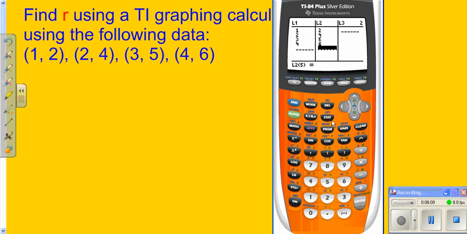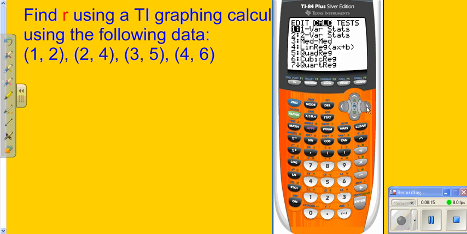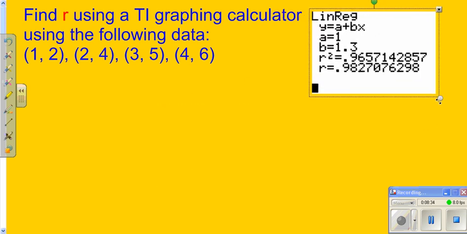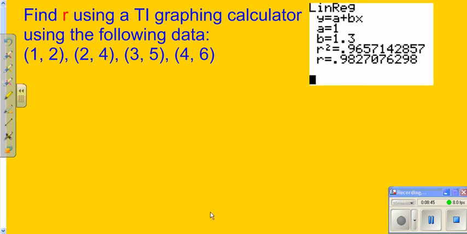Now that our data is entered, we're going to go ahead and hit Stat to calculate R. We're going to arrow once to the right, and then we're going to go down to number 8. Number 8 is LinReg(a+bx), which is a little bit different than number 4. And now we end up getting R. In this case, we get R to be 0.9827, and so on. Your calculator does a great job of crunching numbers for you so that you don't have to. We're going to be using our calculator to calculate R instead of trying to do it by hand.